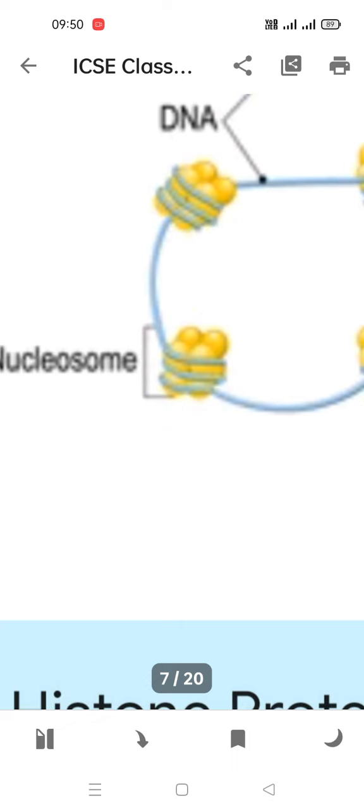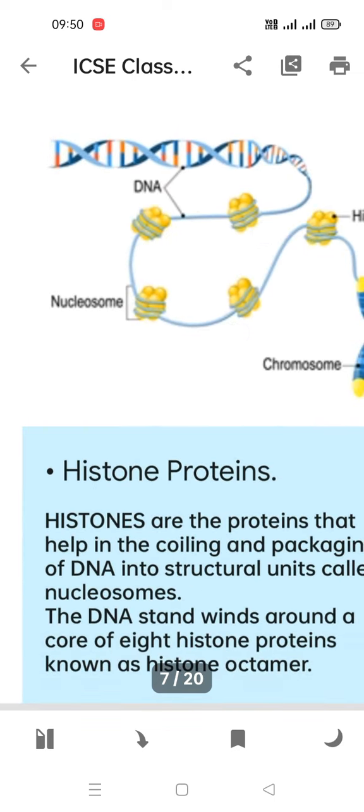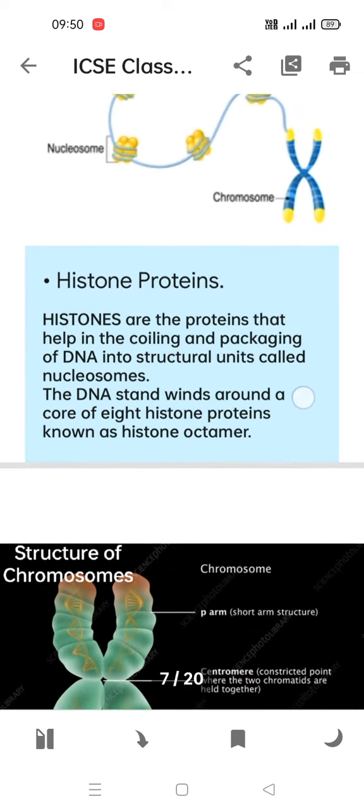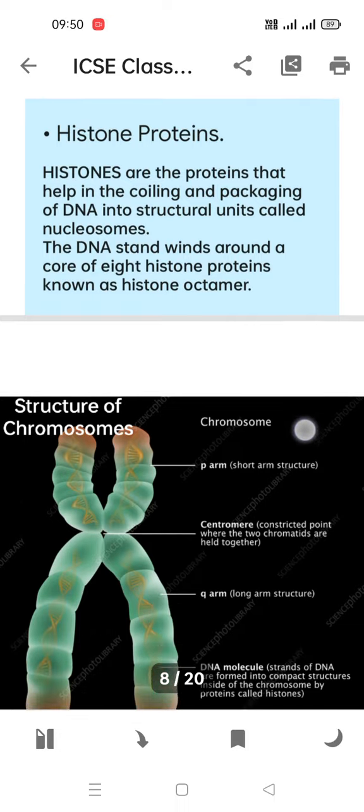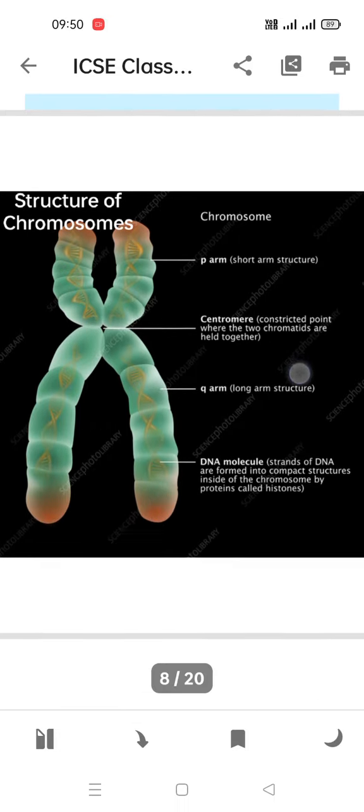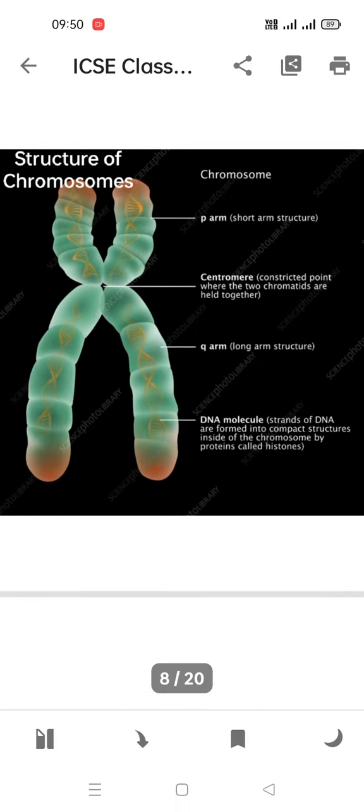Octa means 8, so octamer. That's why it is known as the histone octamer. Now next is the structure of chromosomes. What is the structure of chromosomes?